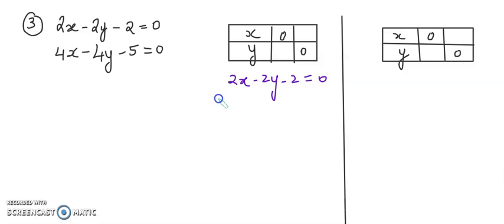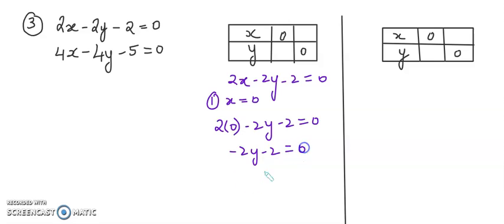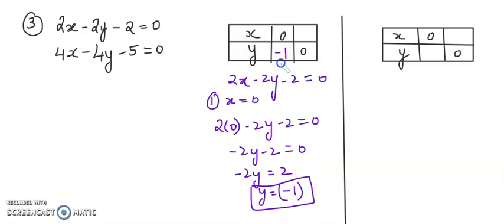I'm again taking x equals 0 and y equals 0. So in my first case, x is equal to 0. 2 times 0 minus 2y minus 2 equals 0. So I get minus 2y minus 2 is equal to 0. So minus 2y is equal to 2. So y is equal to minus 1. Am I clear? So I'm getting my answer as minus 1.